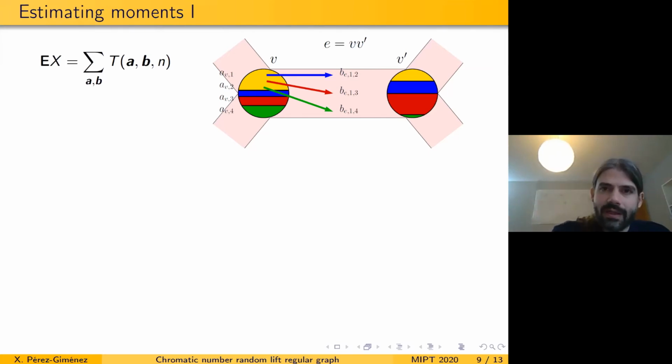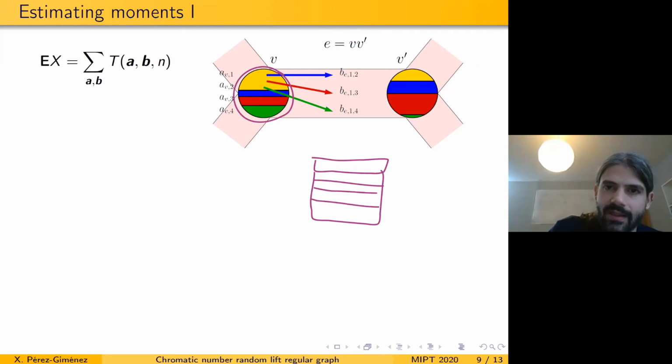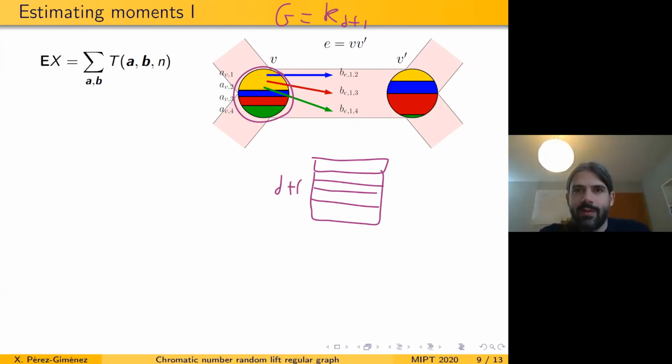So, maybe before I proceed, since Rita asked about the stochastic matrices, well, you can think of the A's here as a probability distribution because they are proportions that add to 1. So for each fiber, I have a probability distribution that I can put in a matrix, and I have d+1 fibers. Let's assume that G is K_{d+1}. Otherwise, it's just the number of vertices of the base graph.